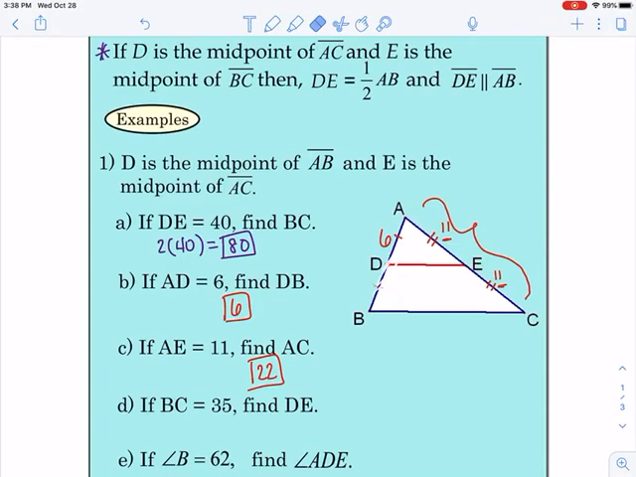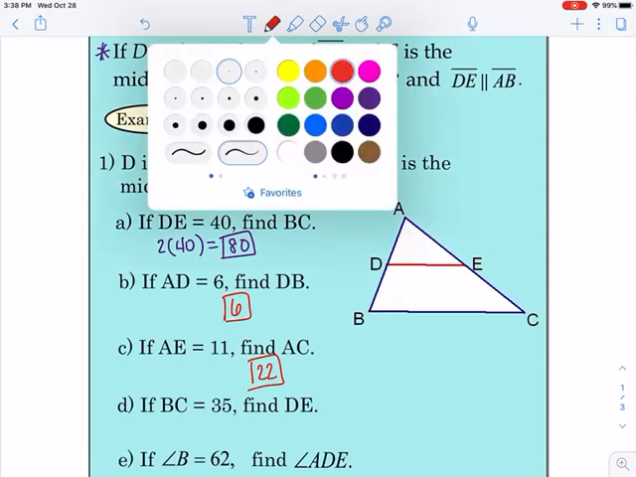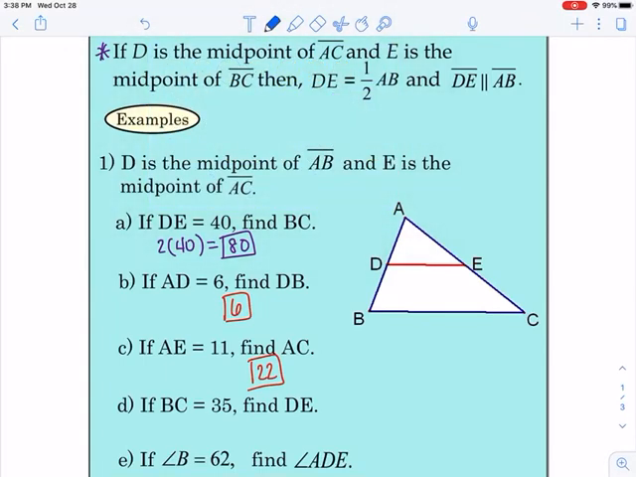Let me clean up this picture so we can do the next part, and let's change our color. So in part D, if BC is 35, we want to find the length of DE. This time I'm going from the larger side to the smaller side. So we're going to take that 35 and divide it by 2. When you do that, you should get an answer of 17.5.